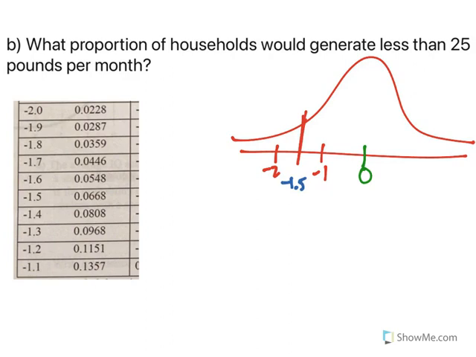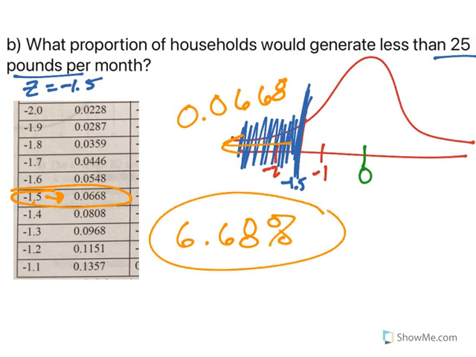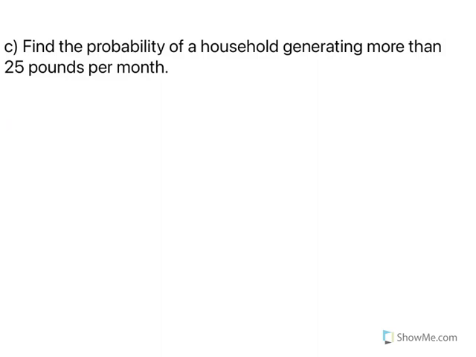So what proportion of households would generate less than 25 pounds? So less than 25 pounds, remember that 25 has a z-score of negative 1.5. So that's here. Less than that means shaded to the left. We go to our table. We look at negative 1.5, which gives us a probability, area to the left, 0.0668. As a percent, that'd be 6.68% of households would generate less than 25 pounds.